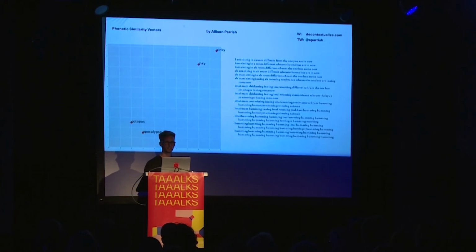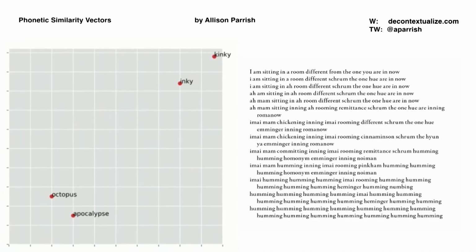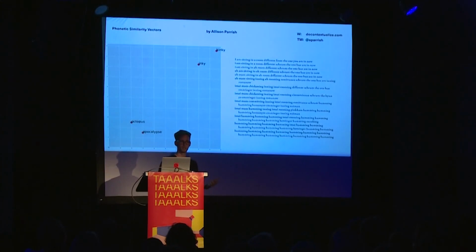So she made this giant multi-dimensional space where she positioned all of the English words according to their phonetic similarities. By doing this, she does all kinds of work, but like this on the left, for example, she takes two sentences and gradually blends the sounds of the sentences together. I'm reading just three lines, but it starts with, I am sitting in a room, different from the one you are in now. A few lines later, I am sitting in a room, different room, the one you are in now. And later it's just humming, humming, humming, humming.